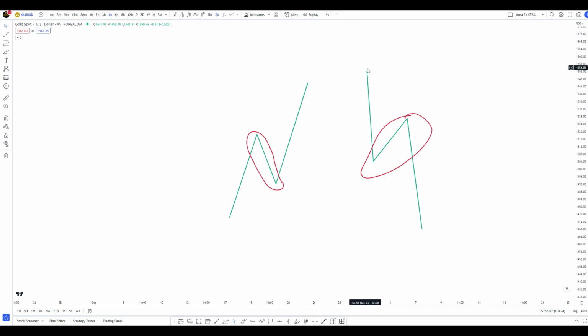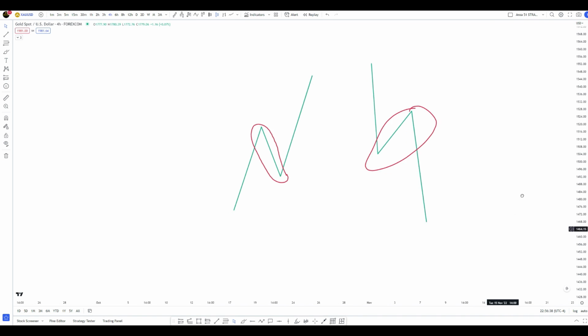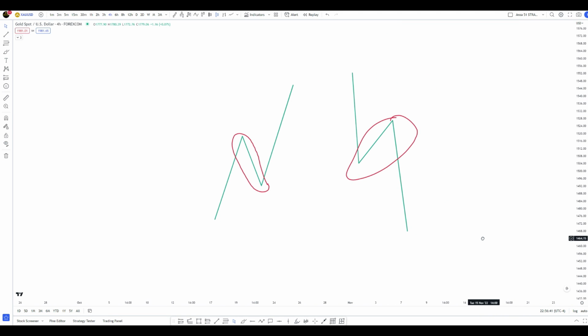Some call this drop, base, drop. This base, which is the pullback, usually they call it the base. So drop, base, drop, or A, B, C pattern, or impulsive, corrective, continuation. You can call it either way, it doesn't really matter. For me, I simply call it impulsive, corrective, continuation. I don't like to confuse anyone. In my channel, I always try to simplify so that even a new trader can understand what I'm teaching here. So how are we going to be able to identify this?